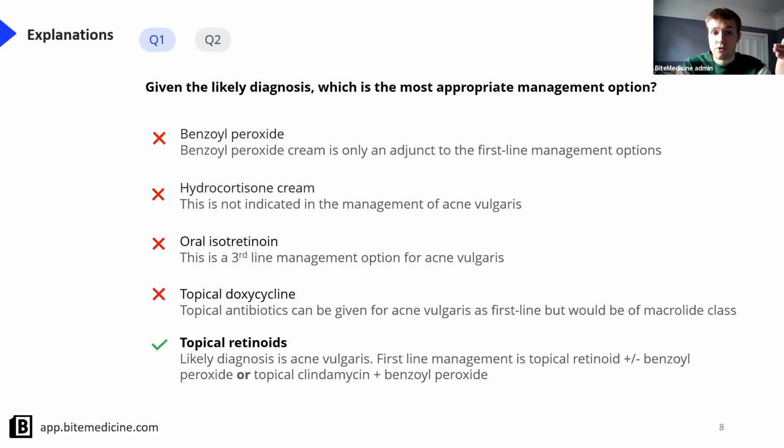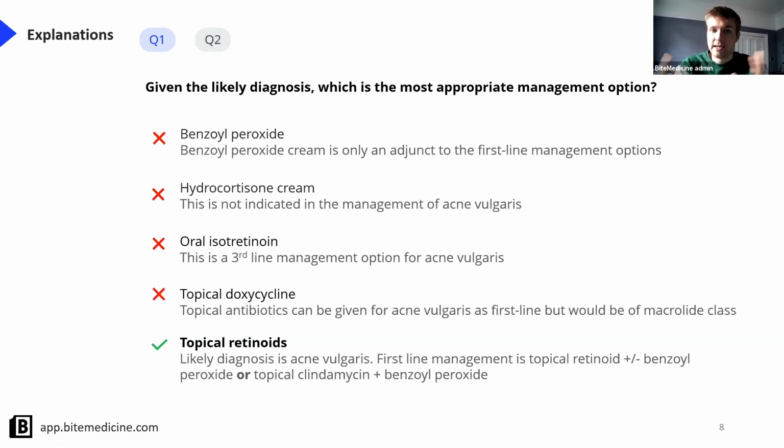So that's why benzoyl peroxide is incorrect, because you wouldn't just give it on its own. Hydrocortisone has no place for treating acne vulgaris. The oral isotretinoin, that is very much right towards the end of the management when you've kind of ruled out some of the other things. And topical doxycycline is not a first-line option for acne vulgaris.